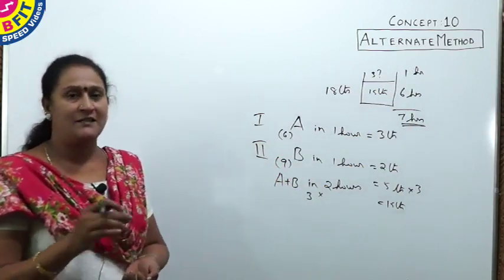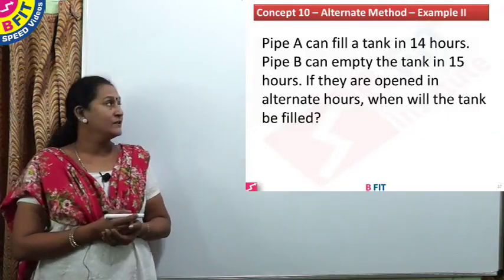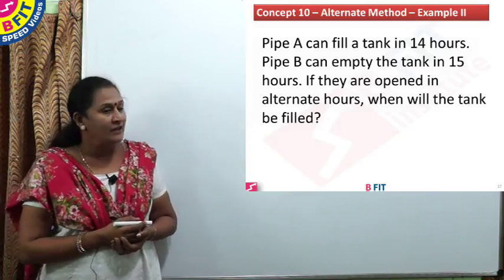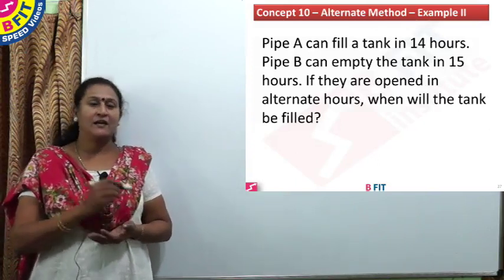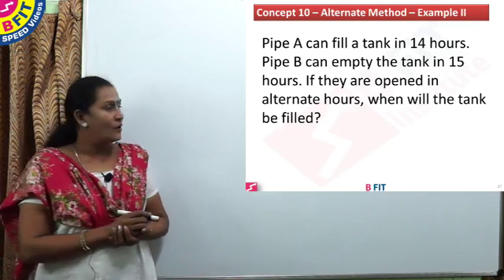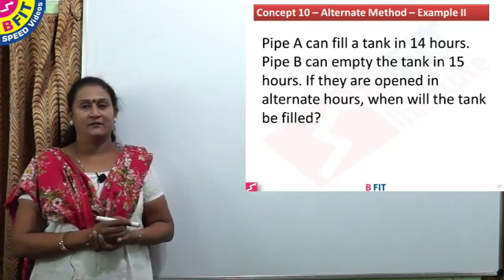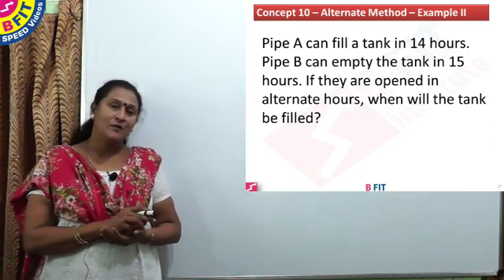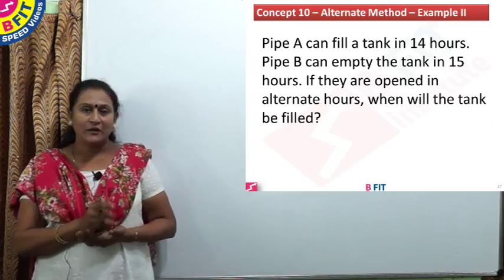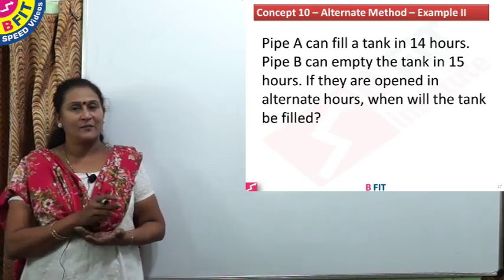So we'll see the next example. So the question is, pipe A can fill a tank in 14 hours. Pipe B can empty the tank in 15 hours. So if they are opened in alternate hours, when will the tank be filled? Earlier we saw the alternate pattern where both pipes were filling the tank. So here also it is an alternate pattern, where one pipe fills and the other pipe empties.